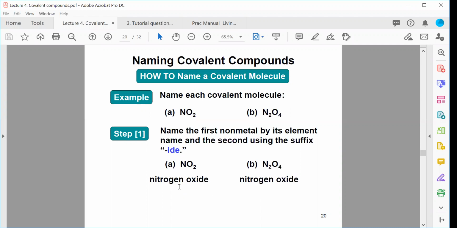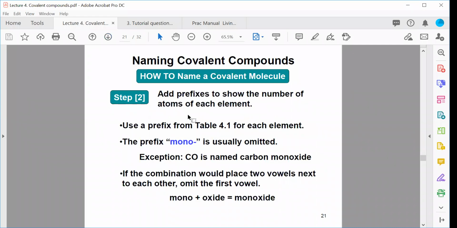But of course, these 2 names are the same, describing 2 very different molecules. And that's where we use prefixes. So this is one of the big differences between naming covalent molecules and ionic compounds. When it's a covalent molecule, we use these prefixes to show the number of atoms of each element. We're going to use prefixes from the table on the next slide, prefixes like mono, di, tri, tetra, and so on. I'll show you that in just a minute.